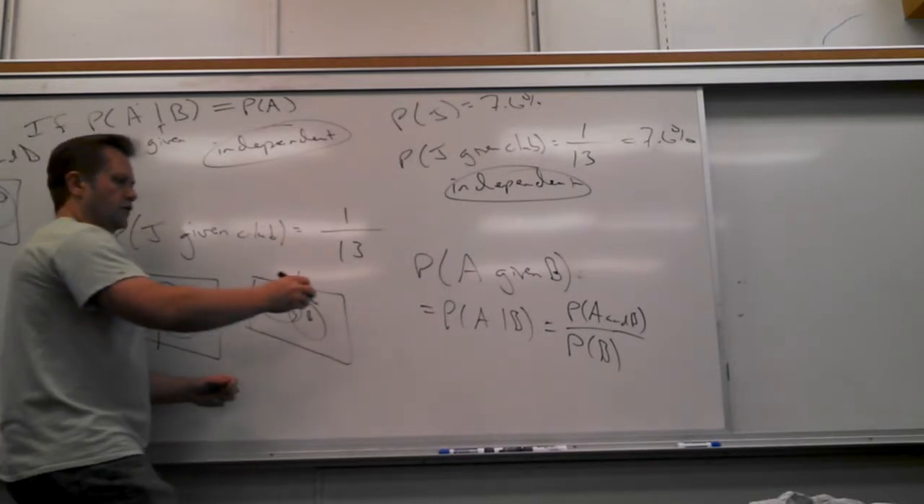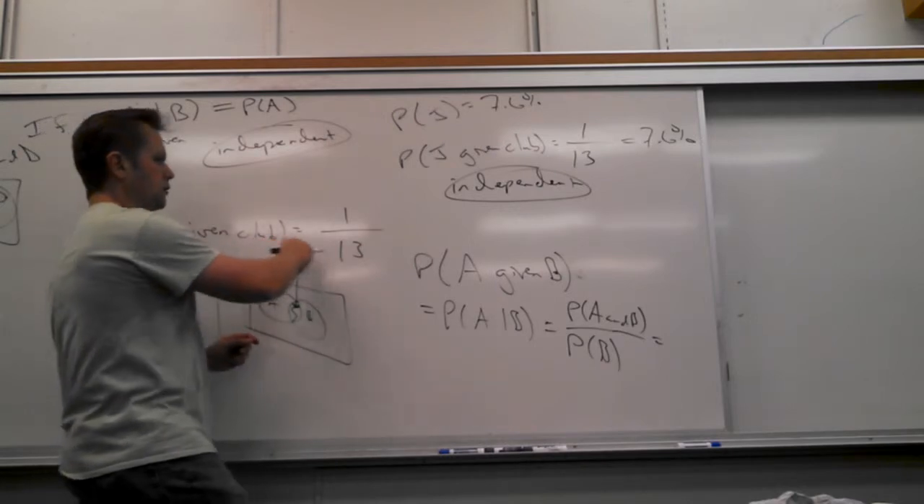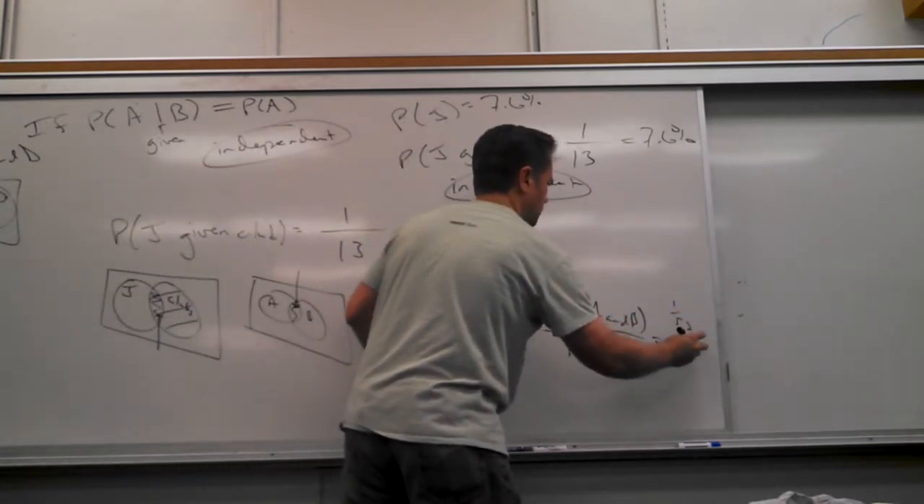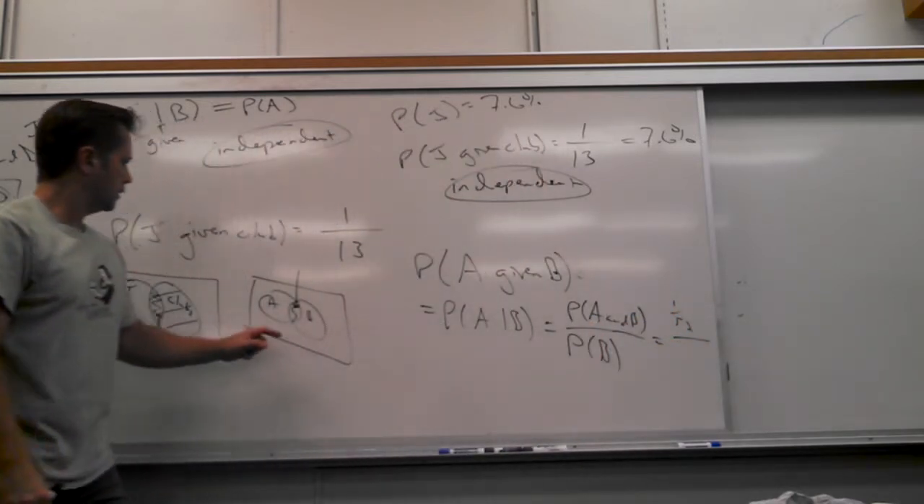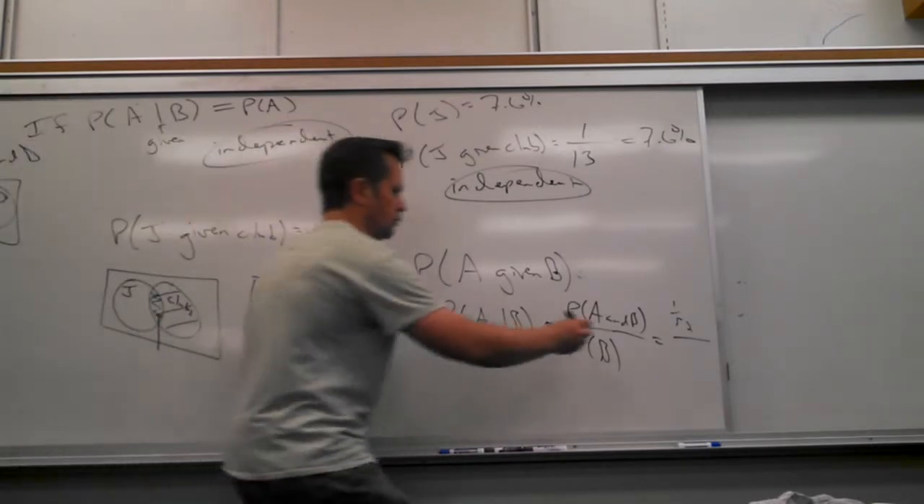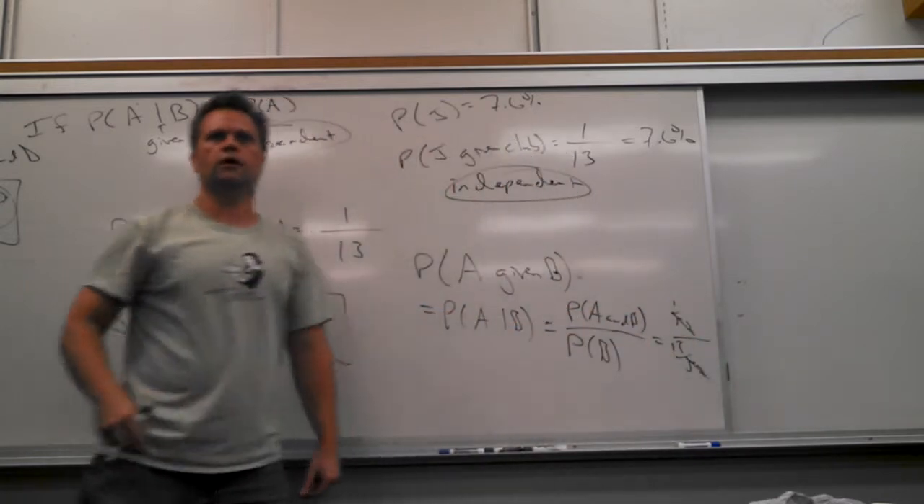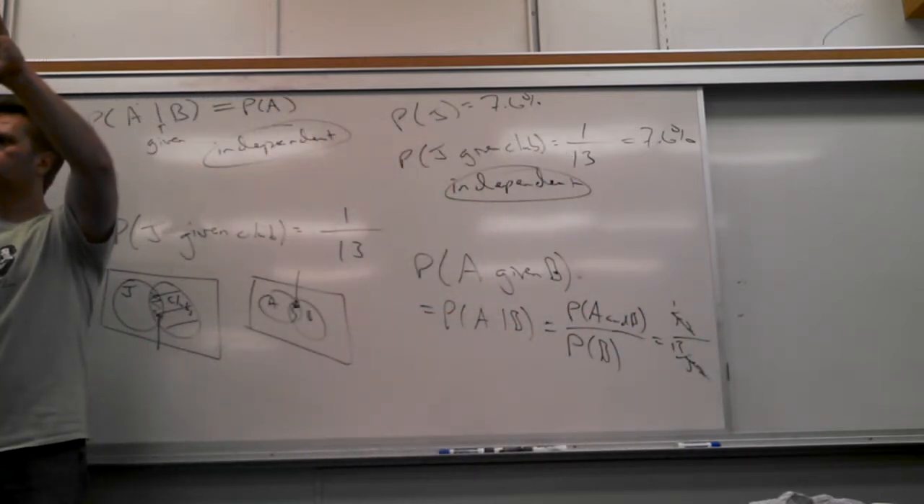Because real quick, what is the probability of jack and a club? 1 out of 52, right? And what's the probability of club? 13 out of 52. What do the over 52s do? Cancel. 1 out of 13 there. That's why you can put probabilities on the top and the bottom.